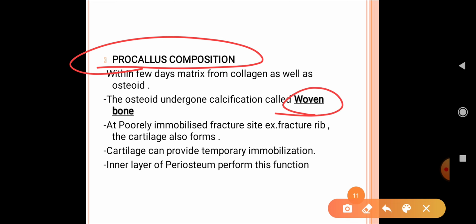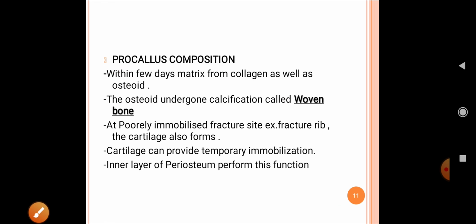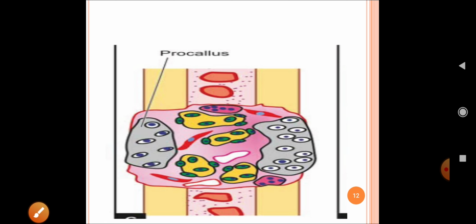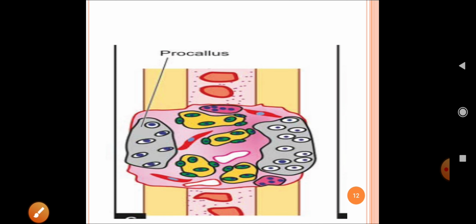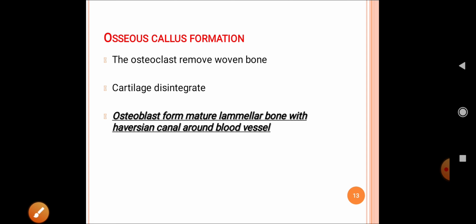That formed bone will get mineralized, will get calcified, and it is known as woven bone. It is a weak bone. We need to remove such weak bone after a few weeks and replace it with a strong bone, that is lamellar bone. That function will be carried out by osteoblasts. Right, osteoclasts will remove such procallus. This is the procallus. Here there is the presence of cartilage, and this is the bone. This weak bone will be removed by osteoclasts, and then the firm, strong lamellar bone will be formed by osteoblasts, and that is known as osseous callus formation.